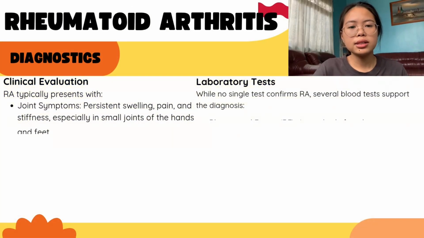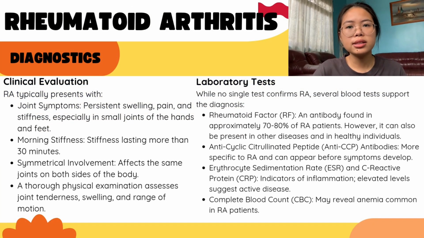While there's no single test that confirms rheumatoid arthritis, certain blood markers can support the diagnosis. Rheumatoid factor is positive in about 70 to 80% of cases, but it's not exclusive to rheumatoid arthritis. Anti-CCP antibodies are more specific to rheumatoid arthritis and may show up even before the symptoms. Inflammatory markers like ESR and CRP are usually elevated, showing active disease. And a CBC might show anemia, which is common in rheumatoid arthritis.